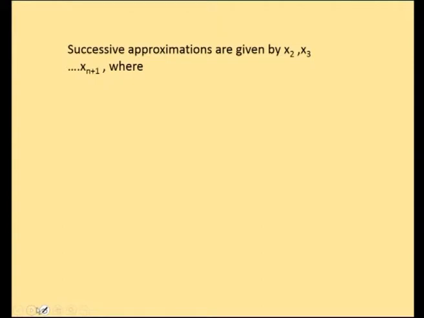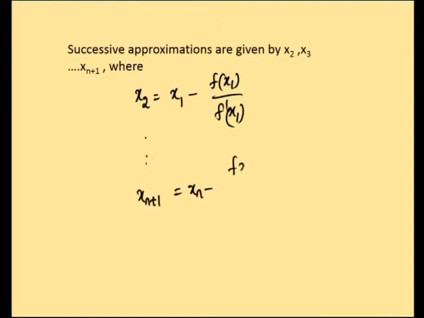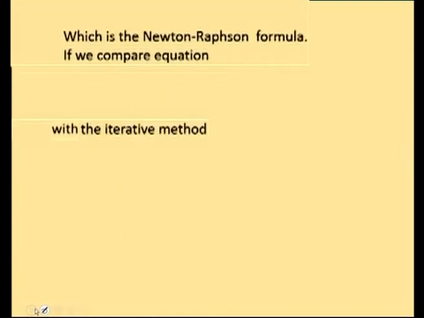Successive approximations are given by x2, x3, etc. So, similarly, you will get x2 = x1 - f(x1)/f'(x1). So, in general, xn+1 = xn - f(xn)/f'(xn), which is the Newton-Raphson formula.